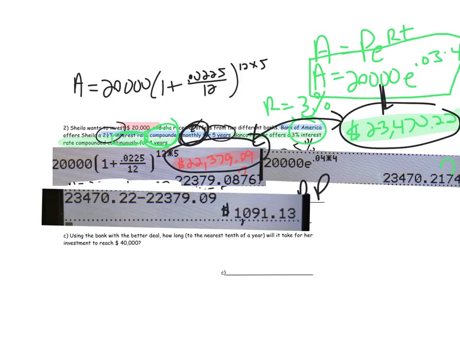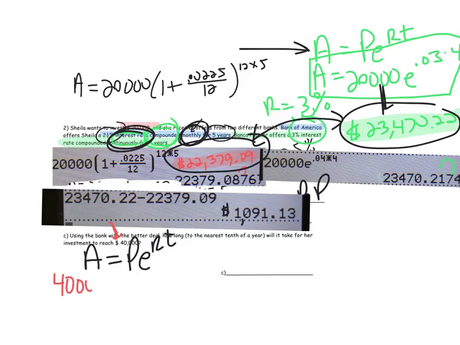$1,091.13. Finally, using the bank with the better deal, that's the Banco Popular deal, how long to the nearest tenth of a year will it take for the investment to reach $40,000? Well, Banco Popular uses the continuous compounding of interest. I'm going to rewrite A equals P times E to the RT power. Here they're telling you they want the balance to be 40,000, so I'm going to substitute in 40,000 for letter A. The principal is still that $20,000. We have E. The interest rate R for Banco Popular is still 0.03.